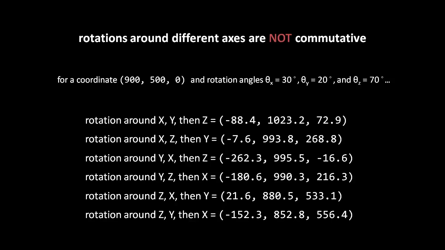So say that I have a 3D coordinate at 900, 500, 0, which I'll rotate 30 degrees around the x-axis, 20 degrees on the y-axis, and 70 degrees around the z-axis. For all 6 possible orders in which I can apply these 3 rotations, the point ends up in a totally different position. For example, when I rotate in the order x, then y, then z, the point ends up at -88.4, 1023.2, 72.9, but when I rotate in the order x, then z, then y, the point ends up at -6.7, 993.8, 268.8.